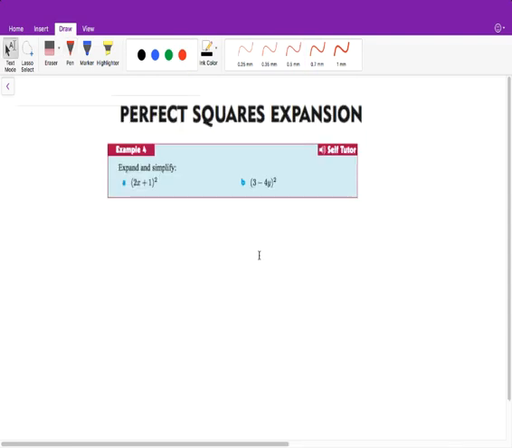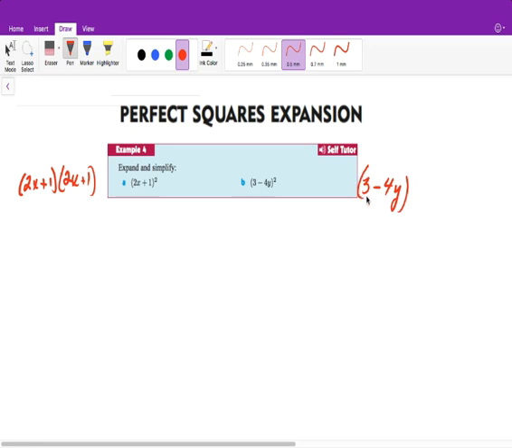Right, the next type of problems that we're going to go through is when we have a binomial squared. So if you notice here, we have 2x plus 1 squared and 3 minus 4y squared. So if we wanted to, we could expand this out. And this is the same as 2x plus 1 times 2x plus 1. And then we could use any of those other methods that we talked about, or we can do 3 minus 4y times 3 minus 4y.